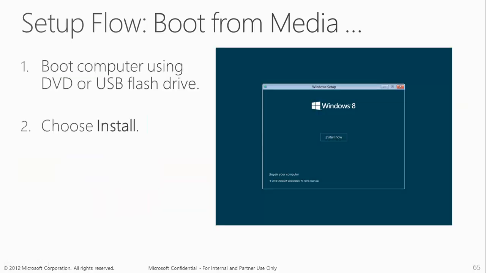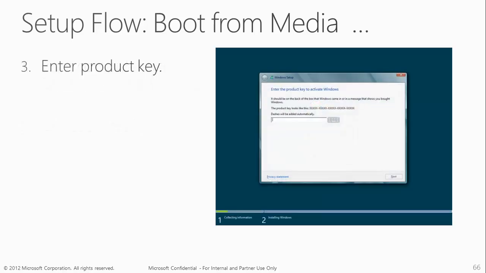Alright, so we're going to walk through, again, screenshot style, what the boot from media experience looks like. And as I mentioned from the flowchart previously, you start off by booting the computer from a DVD or USB flash drive, and then here on this screen, you just select the option for install now. Next, that's going to load the installer. It's going to bring up setup.exe, which will display its interface, and the first thing that it's going to do is prompt you for your product key.